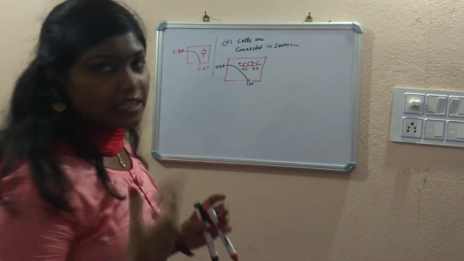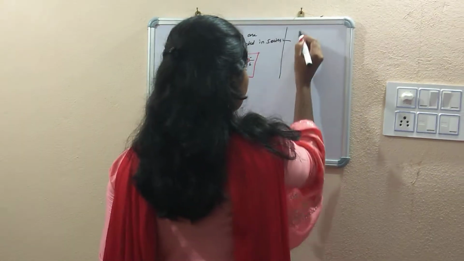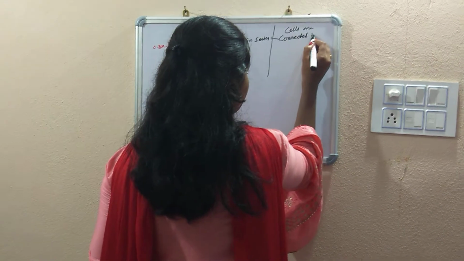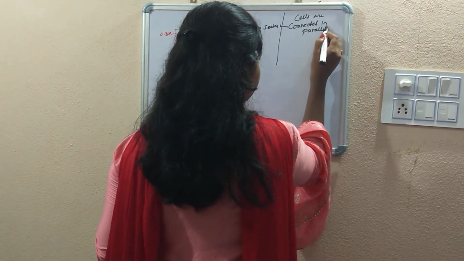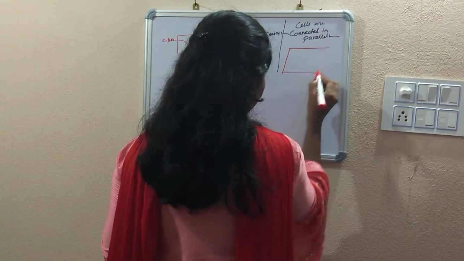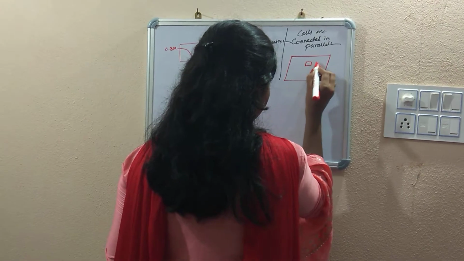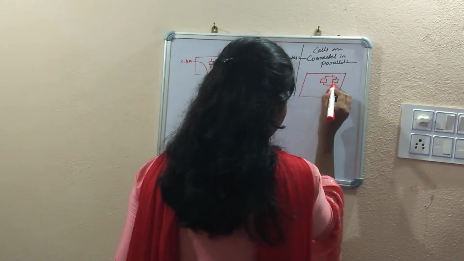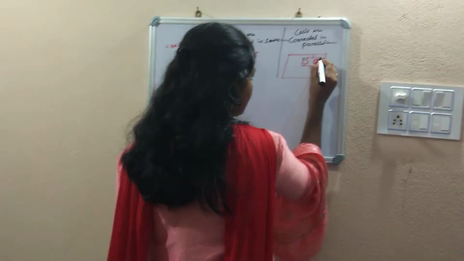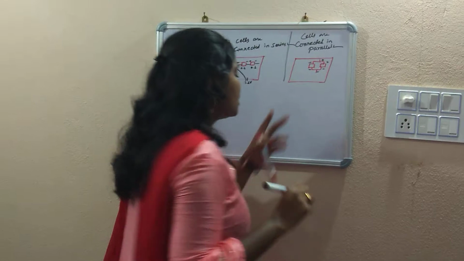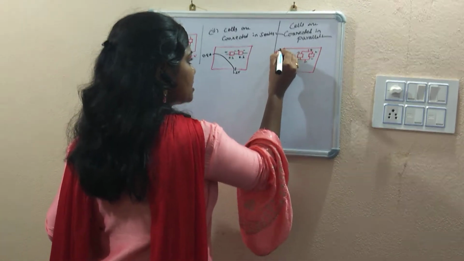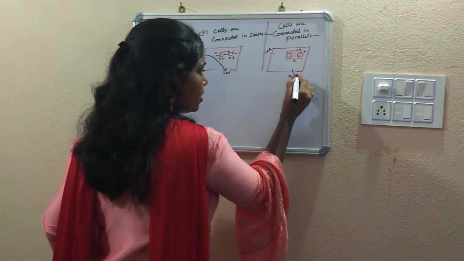Next, when cells are connected in parallel, plus to plus and minus to minus. In parallel connection, current is added, that means 1.6 amperes. Voltage remains the same, 0.6 volts.